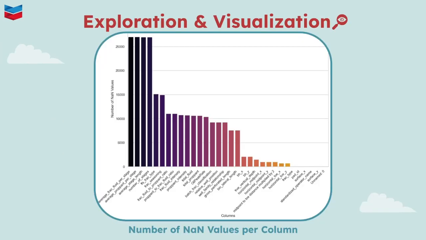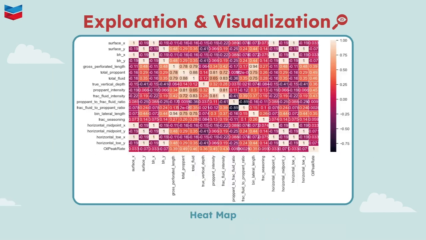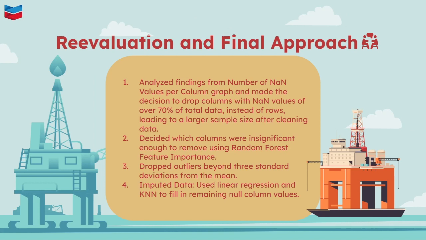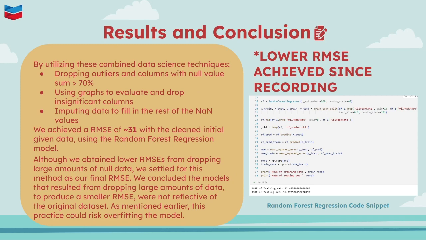So this is a graph of the number of NaN values for each column. In practice, we use these to figure out which columns had extreme null values, so we can drop them. We used a correlation matrix in the form of a heat map to study the relationship between variables. To understand the most important features, we implemented random forest feature importance. We managed to drop outliers, we managed to drop insignificant columns, and we managed to impute data to fill in the empty values. Now for our results and conclusion.